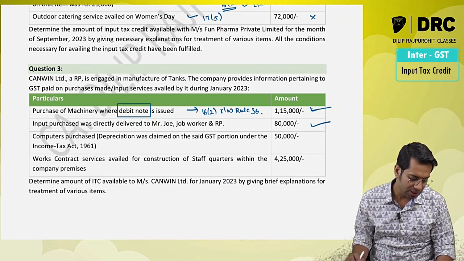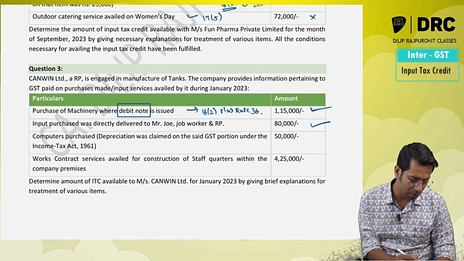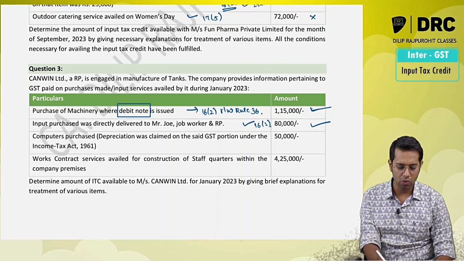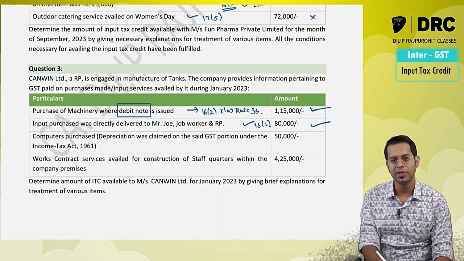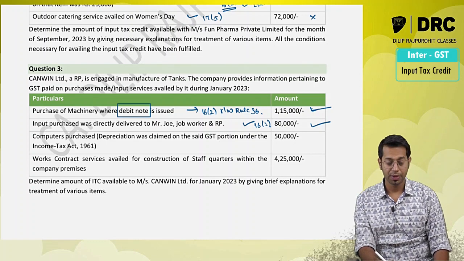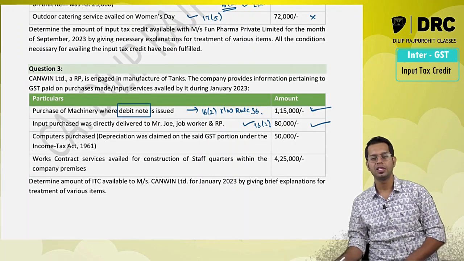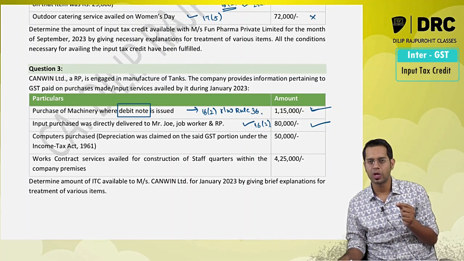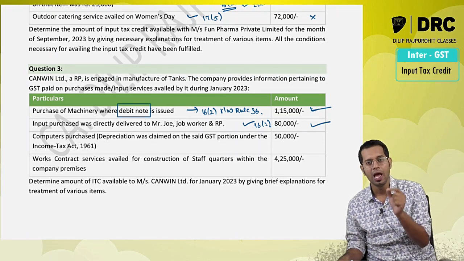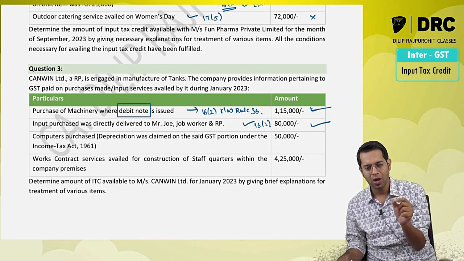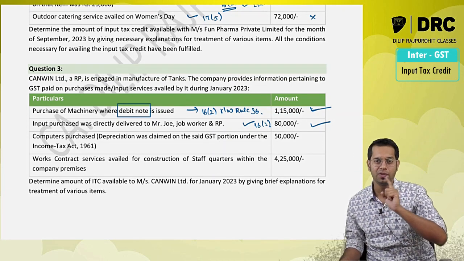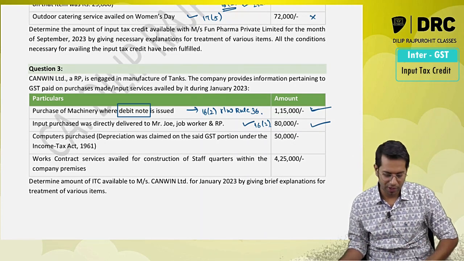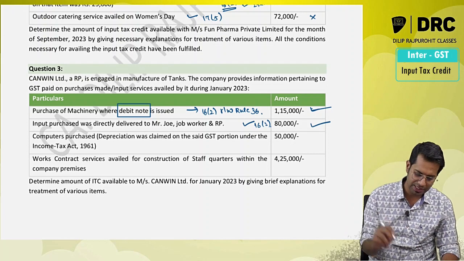Second point, inputs purchased were directly delivered to Mr. Joe. ITC can be taken as per section 16 subsection 2 where the goods are received. As per section 16 subsection 2, one of the conditions is that the registered person should have actually received the goods or services for taking input tax credit. However, there is an exception which says where on the direction of the registered person, the goods are delivered to a recipient, then the registered person can take input tax credit once the goods are delivered to the recipient. So in this case ITC can be taken.